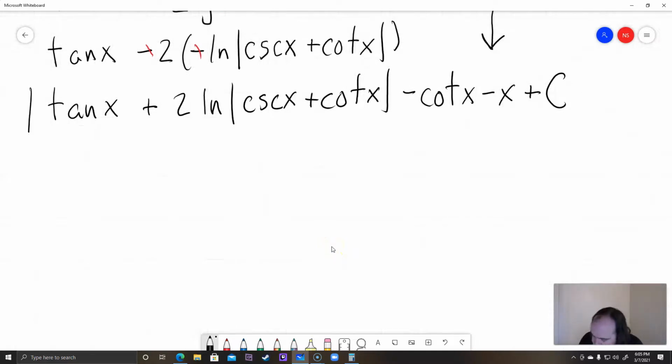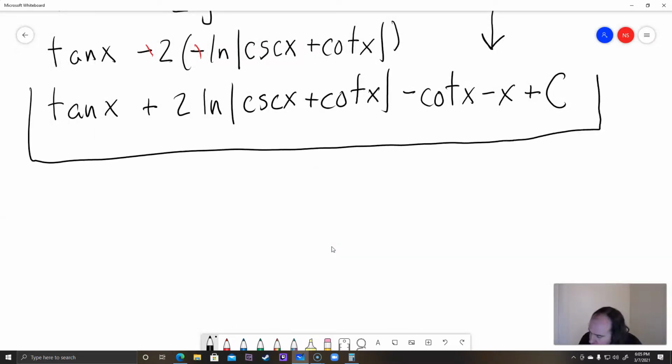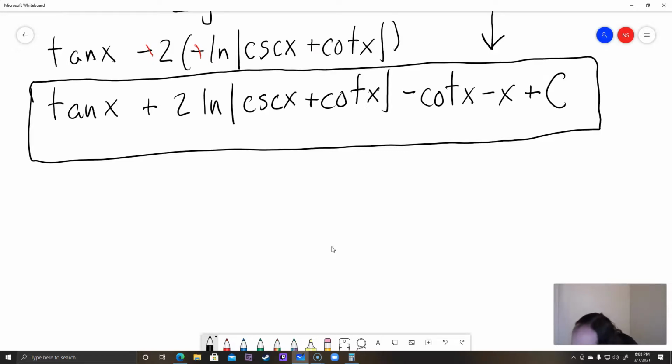So we have tangent of x plus 2 ln of absolute value of cosecant of x plus cotangent of x, minus cotangent of x minus x plus c. And that's exactly what they got. So yeah, we got it. Good job. Took a while, but we got it.